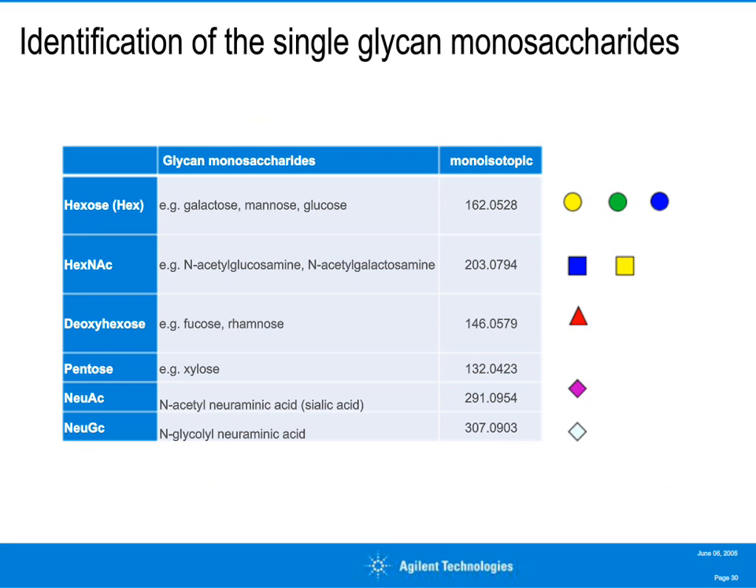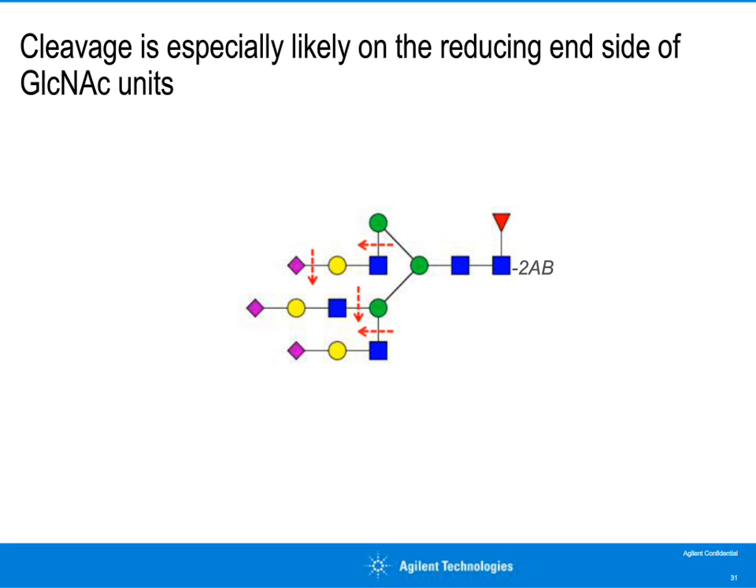During fragmentation in MS-MS analyses, the sugar chains are cleaved between the monosaccharides. Are there any rules for typical cleavage sites? Here we see the typical fragmentation of N-glycans. The glycans tend to fragment between GlcNAcs and mannose units, like it is shown here with the red arrows. In addition, sialic acids are usually cleaved as well.